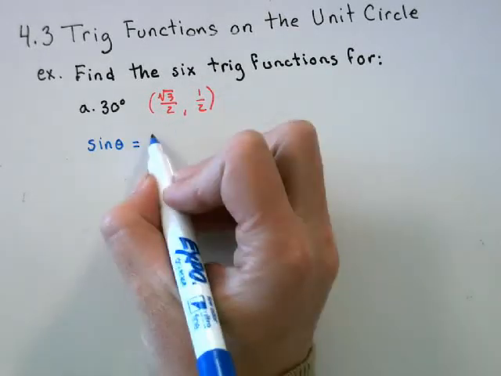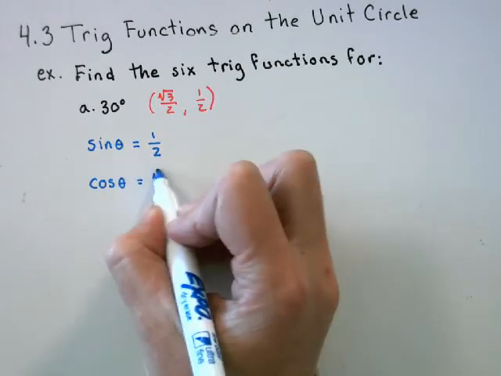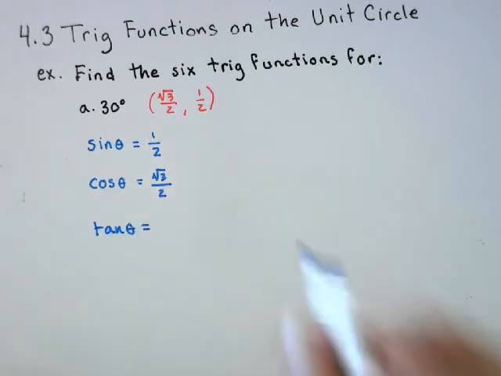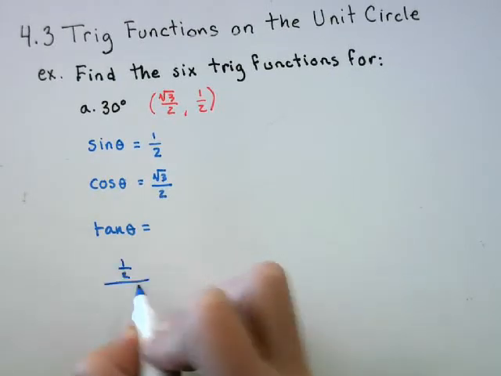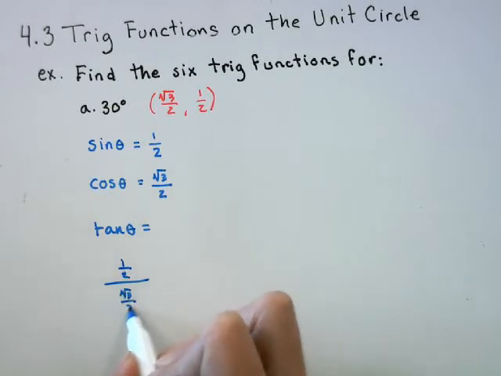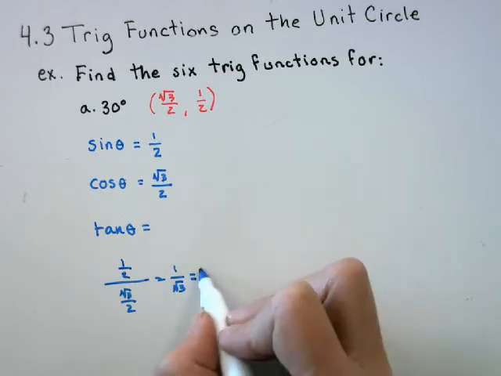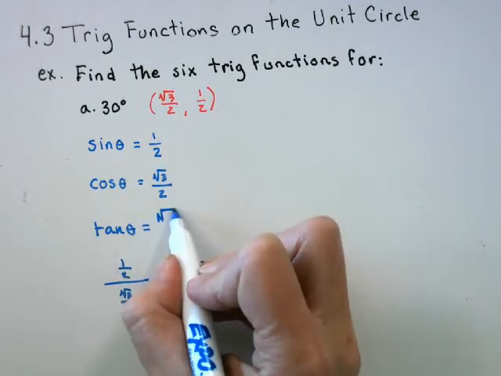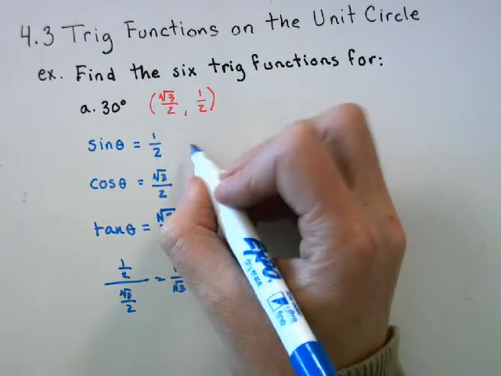Sine is the y value. Cosine is the x value. Tangent is the y value over the x value, which is going to be, I'm going to do some calculations down here. That's going to be 1/2 divided by root 3 over 2, which is 1 over root 3, which is going to be root 3 over 3. We traditionally write that rationalized. So tangent is root 3 over 3, and then these will be the reciprocals.